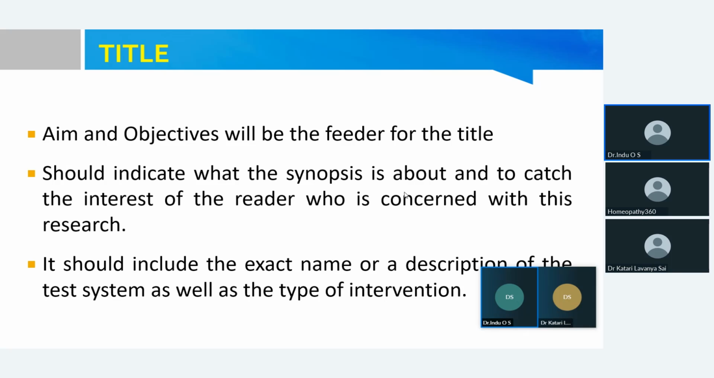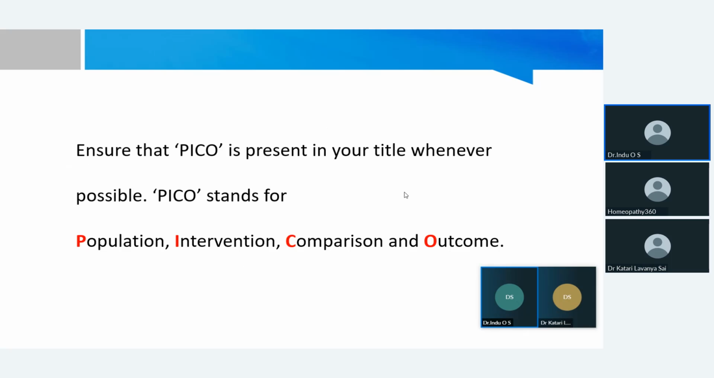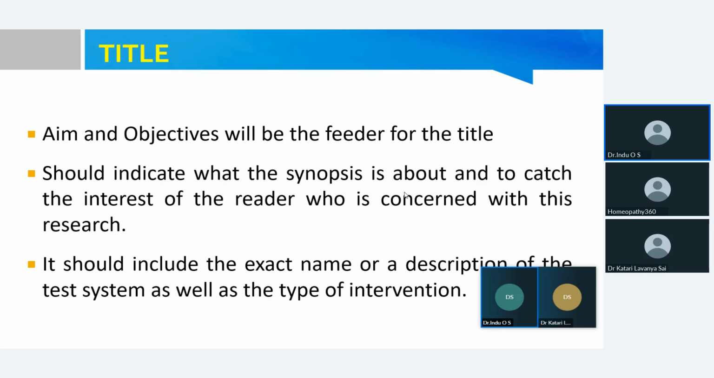That's all. It should include the exact name or a description of the test system as well as what type of intervention you are doing. As I mentioned, there is a formula, PICO, and this PICO should be there in your title. P stands for population, I for intervention, C for comparison, and O for outcome. Let me explain what all these things are. Population means your study population.